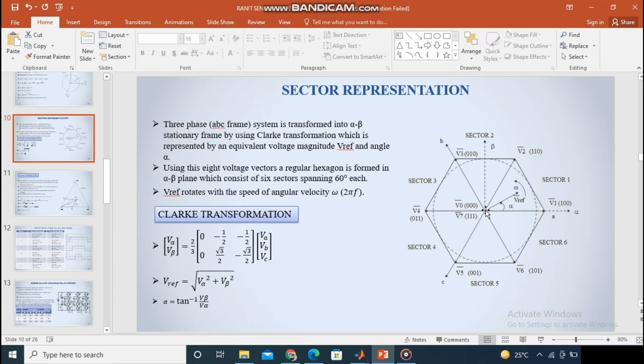Now consider phase C. In case of phase C, the upper switch is S5. S5 will turn on for a period of T0 by 2. And for phase C, the lower switch is S2. S2 will turn on for a period of T0 by 2, or TZ by 2, plus T1 plus T2. So I think you can understand how the switching times can be calculated from this representation for sector 1 only. Similarly, you have to calculate for sector 2, sector 3, up to sector 6.